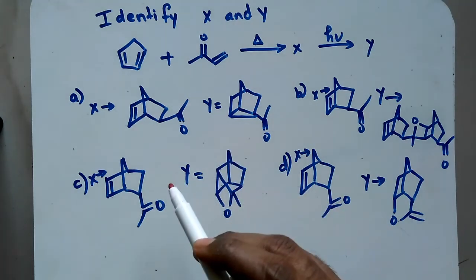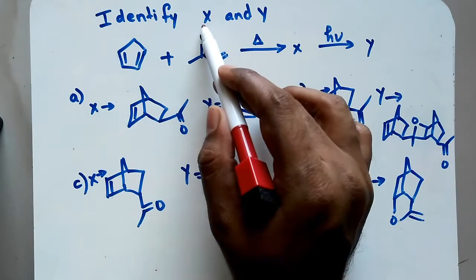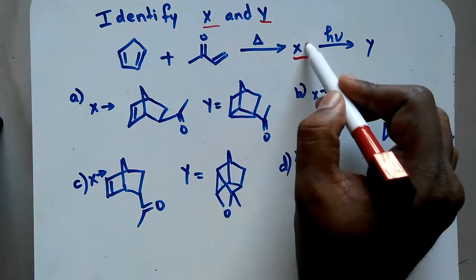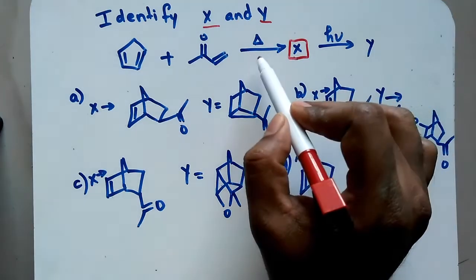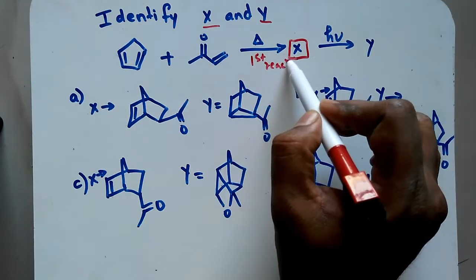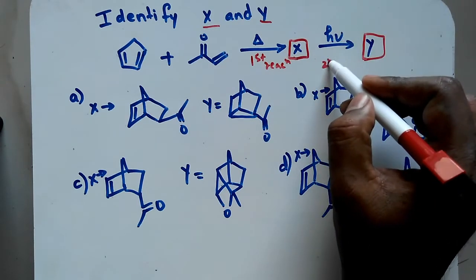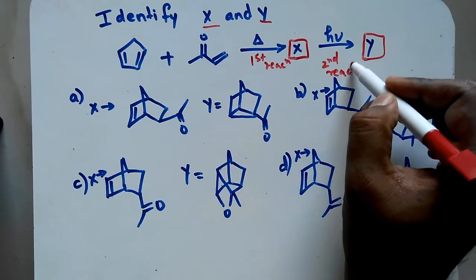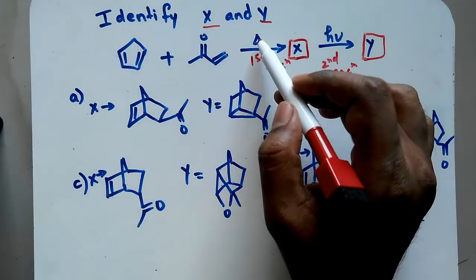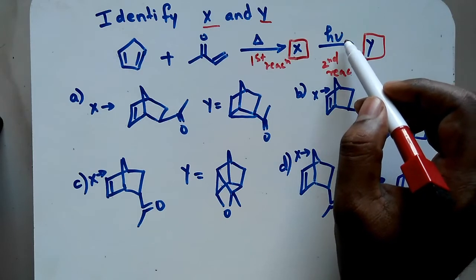Hello friends, this question is again from the NET exam. Here we have to identify X and Y. Here is the X formed after the first reaction, and then we have a Y product formed after the second reaction. The condition given is thermal in the first one and photochemical in the second one.